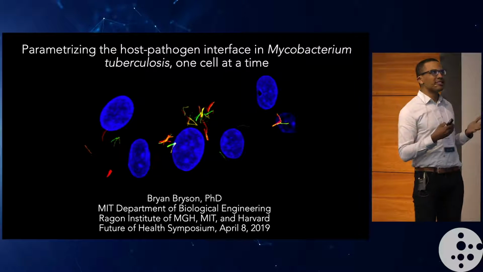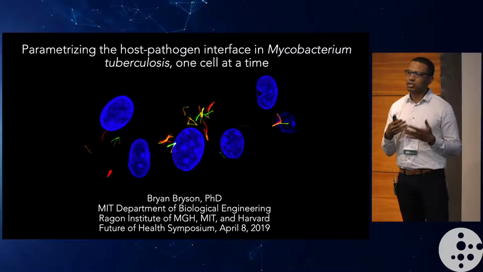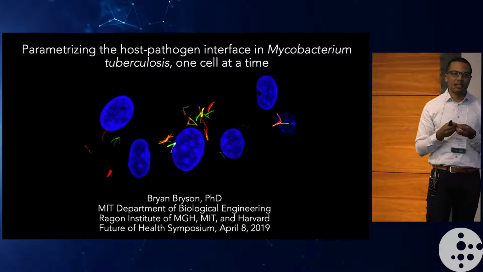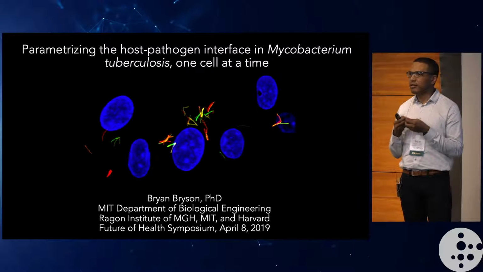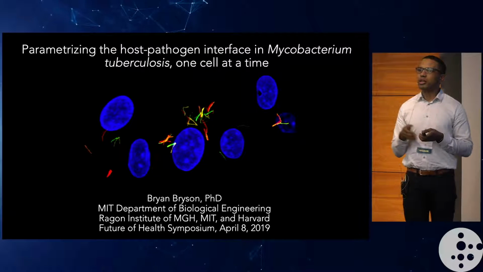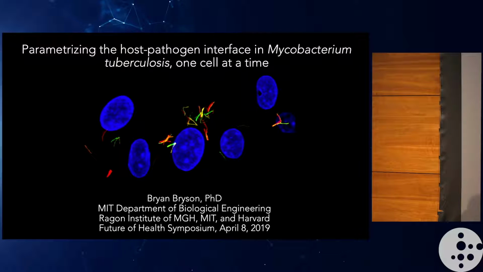As you can see from this slide, and I think what has become really apparent in TB, there's a tremendous heterogeneity in single cell responses at the level of the bacterium, at the level of the macrophage, and as we begin to build up to larger immune ecosystems such as the granuloma. So I'm just going to go ahead and dive right in.